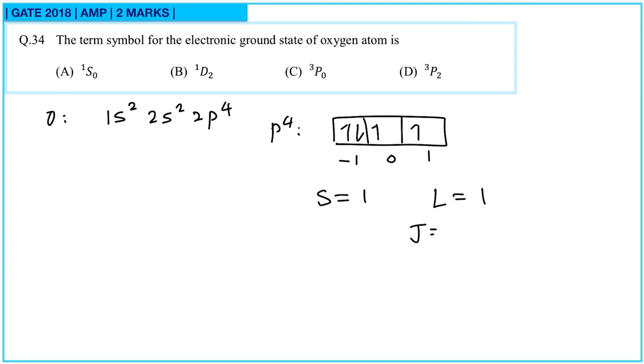And J will be, because it is more than half filled, so that means J will be L plus S. So that is 2. And the term looks like this, 2S plus 1 L J. So S is 1, so 2 plus 1 is 3. J is 1. So P and L is 1. So P and J is 2. So this will be 3P2. So option D is correct.